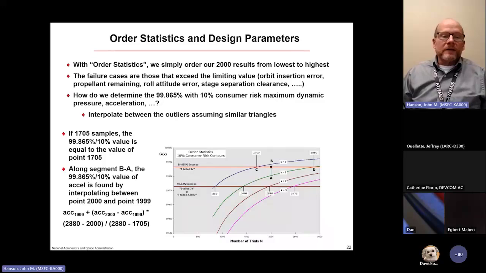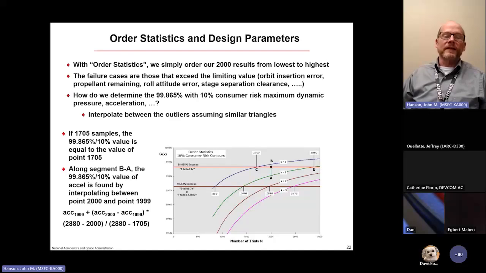So if I want to know what is my design value of max dynamic pressure or max acceleration or something like that, what do I do? I order my samples from lowest to highest. In this case, we're running 2,000 samples on this page. The cases that we call failures are those that exceed the limiting value. That could be orbit insertion error, propellant remaining, roll attitude error, separation clearance. Then there's a wide range of things that you could be studying as a result of this simulation.